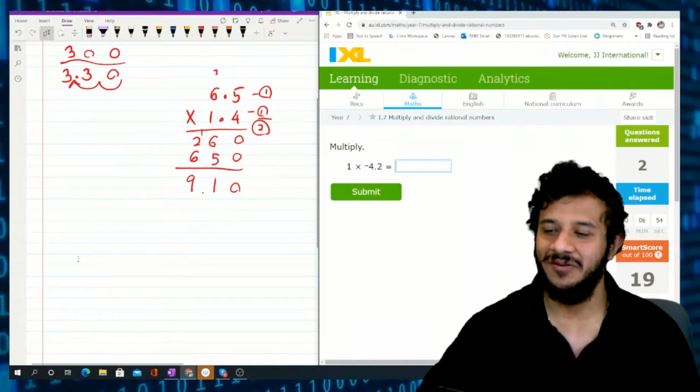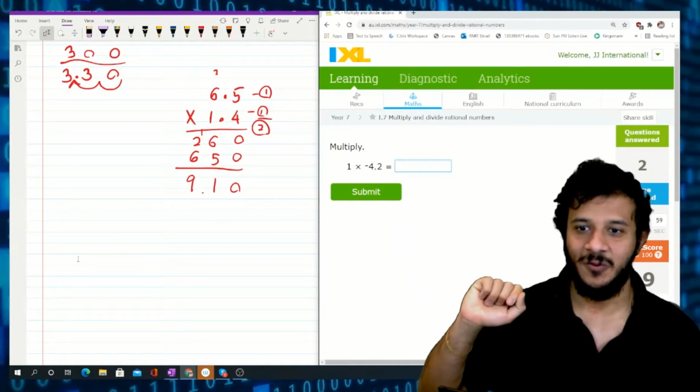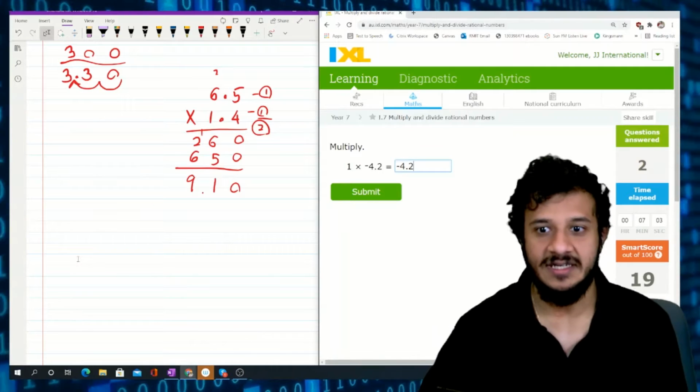And then the next one, pretty easy. Anything multiplied by 1 is itself, but this is a positive 1 multiplied by a negative 4.2, so it will be negative 4.2, because positive times negative is a negative.